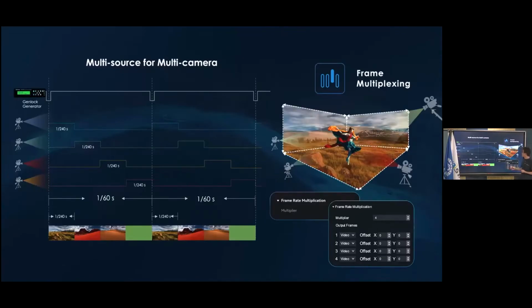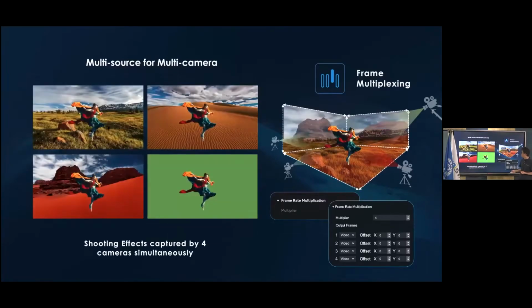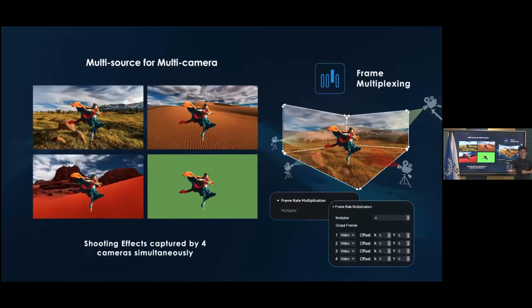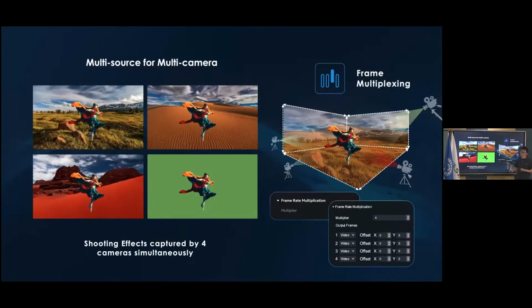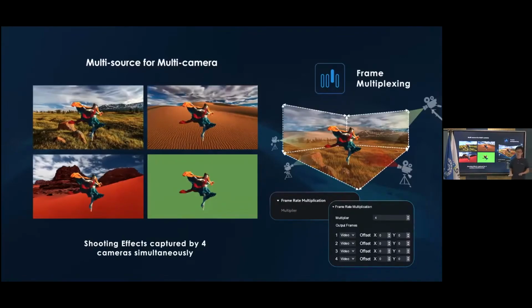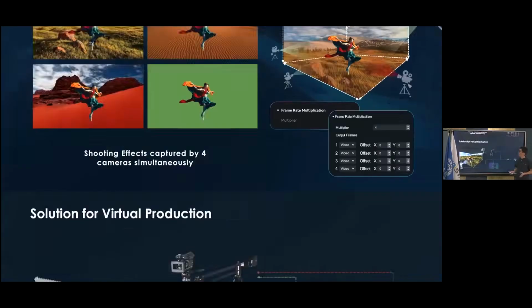This is a demo for the frame multiplexing. You mix several video sources in one video and use multiple cameras to capture. Cooperating with the Genlock phase offset function, you can get a multi-effect output simultaneously.